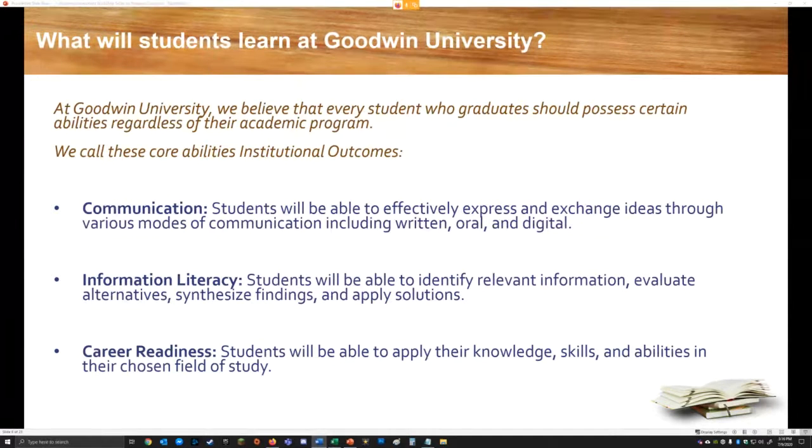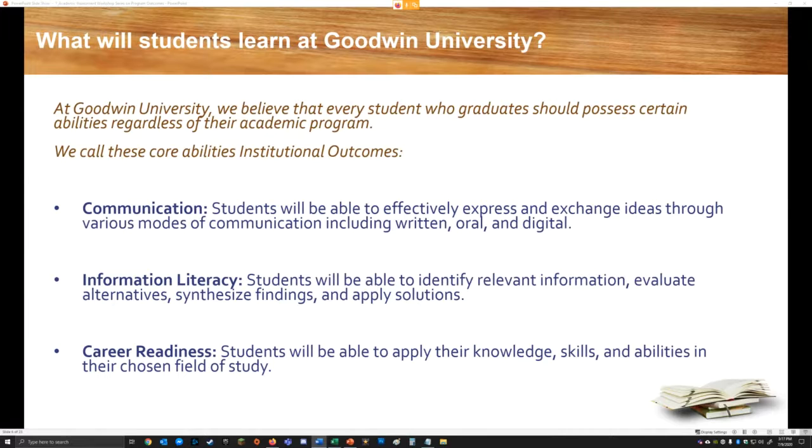So there's communication. Can students effectively express and exchange ideas through various modes of communication? That's written, oral, and digital. So something as simple as an email, writing an essay, giving a speech, those all fall under this communication category. And as you all can attest through programs and your courses, students should all be able to do those in pretty much every class that we have on campus.